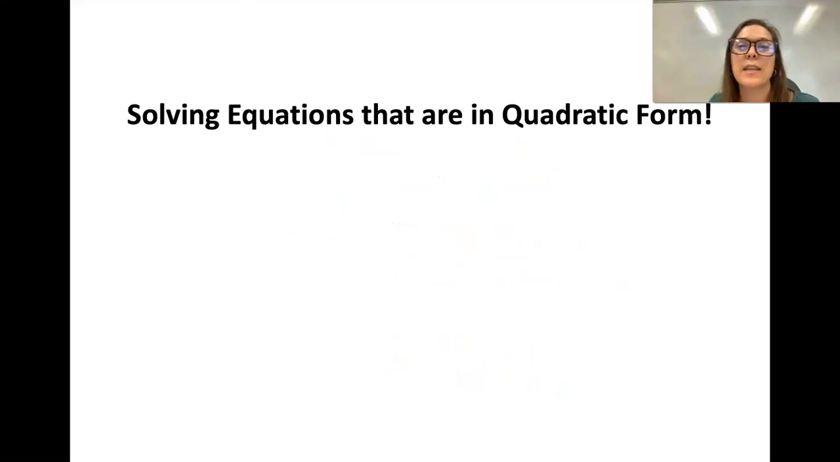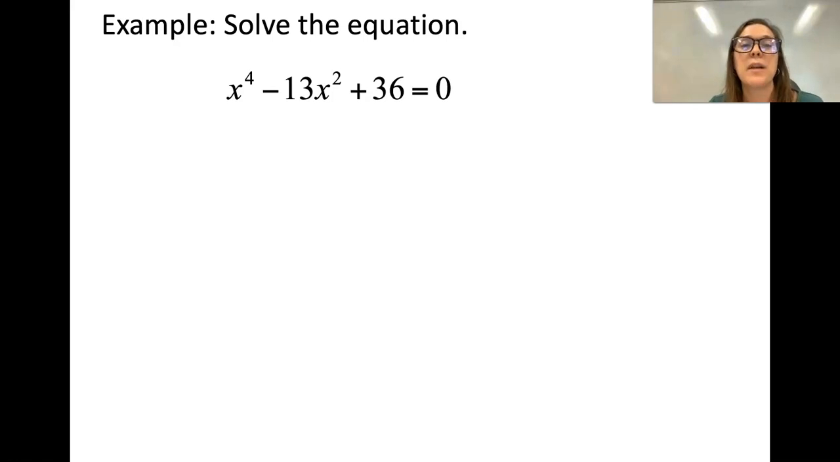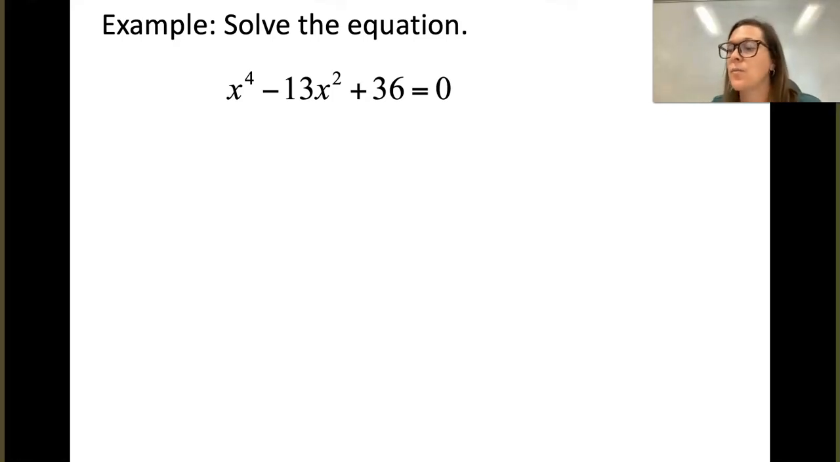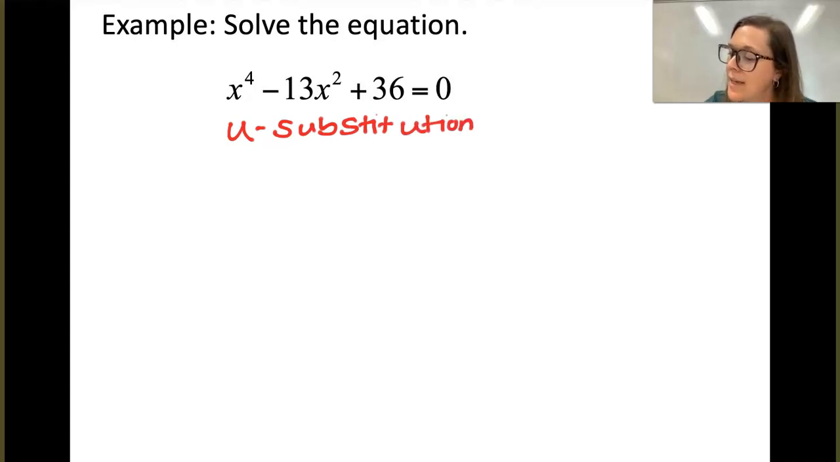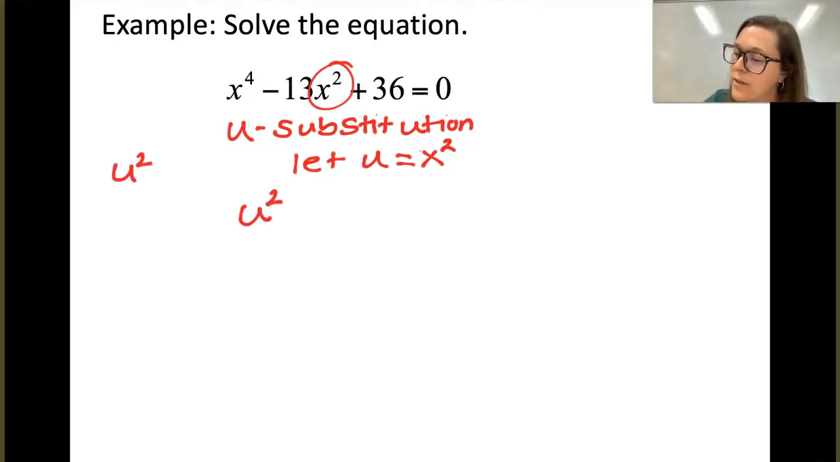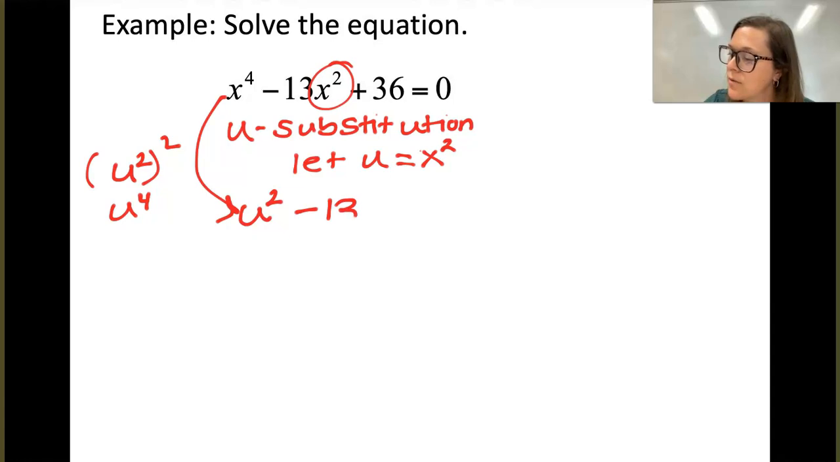All right, now let's solve equations that are in quadratic form. So here we have x to the 4th instead of x squared, minus 13x squared plus 36. So we like to do what we call U substitution, where I can let my u equal, and it's always going to be whatever that middle term is. I'm going to let u equal x squared. So then I get u squared, because remember, x squared squared is x to the 4th. So this becomes just u squared, minus 13u plus 36 is equal to 0.